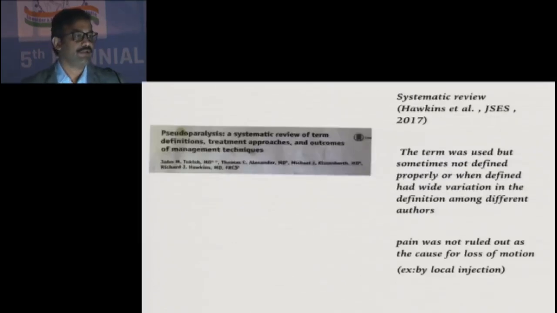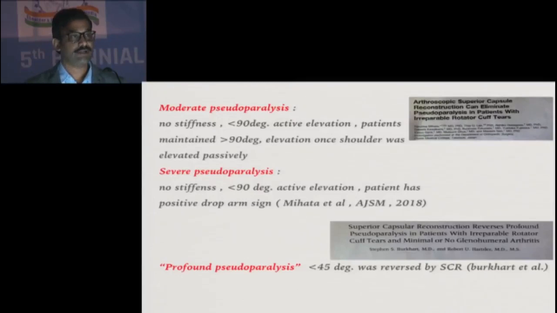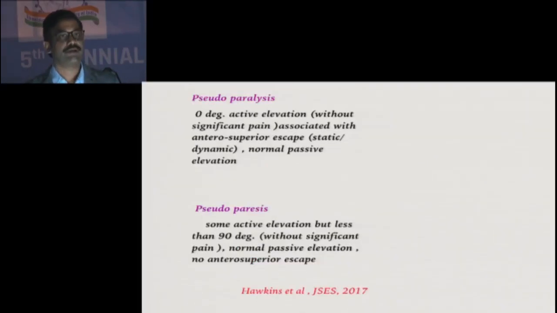So in a systematic review in 2017, Hawkins et al. told that the term was being used in the literature but not defined properly, and whenever it was defined, the definition was so variable that you cannot come to a proper conclusion. And again, most of the time in the articles that were reviewed, they identified that pain was not ruled out as a cause for loss of motion. That means not many investigators were giving a subacromial injection to rule out pain as the cause for pseudoparalysis. And again, if you see Mehta's articles, it describes something called moderate pseudoparalysis and severe pseudoparalysis. Again, pain was not ruled out as the cause. And profound pseudoparalysis, another term, was given by Burkhart et al. So that means there's a lot of variation in the definitions.